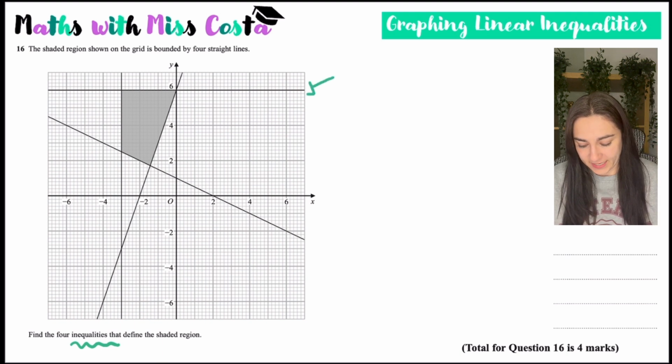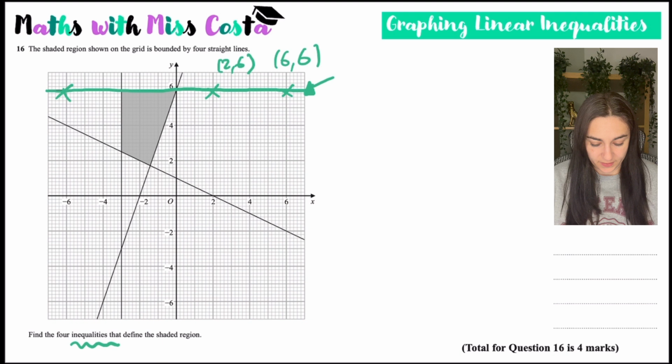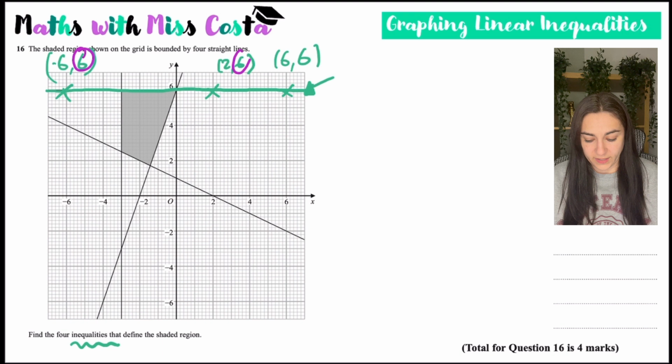So this line over here crosses the y-axis at 6. So therefore, just think to yourself, what are all of the y-coordinates of this line going to be? Well, this coordinate here would be 2, 6. This coordinate here would be 6, 6. This coordinate here would be minus 6, 6. So each of these random coordinates that I've picked, the y-coordinate is always 6. So I call this line y equals 6.